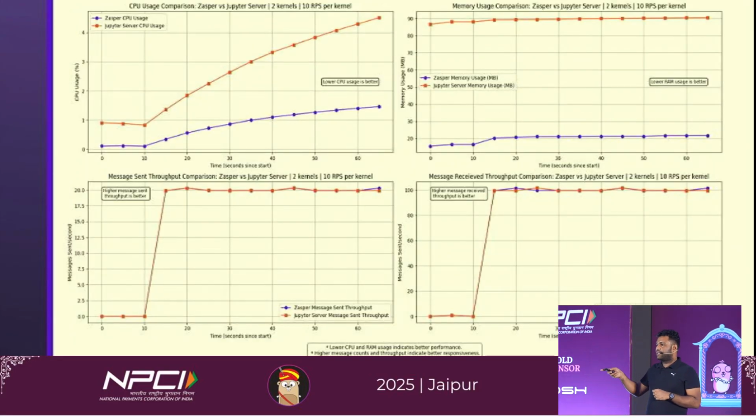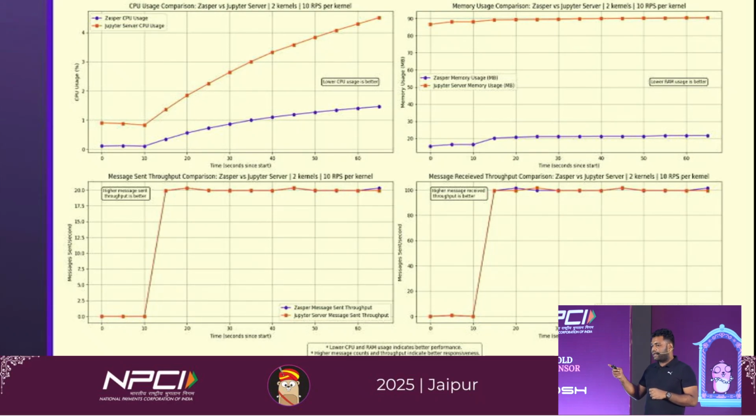So here are the results. Once I run this, this is the result. The orange line represents Jupyter, whereas the blue one represents Jasper. The first one is the CPU one. CPU usage is always constantly higher for Jupyter, while for Jasper it is much lesser.